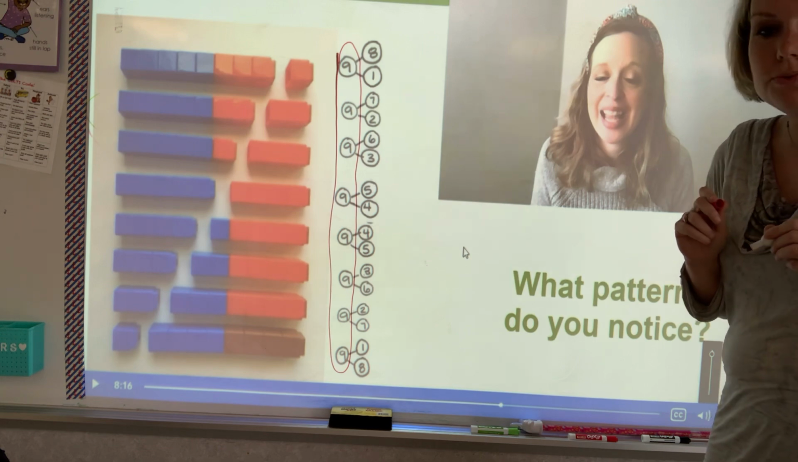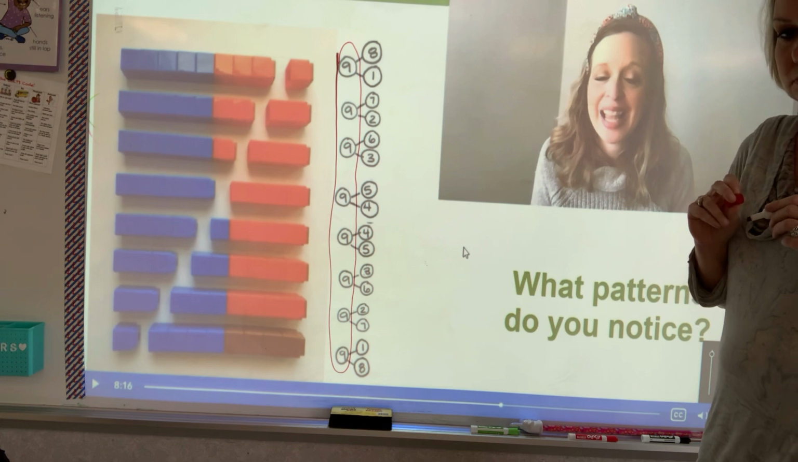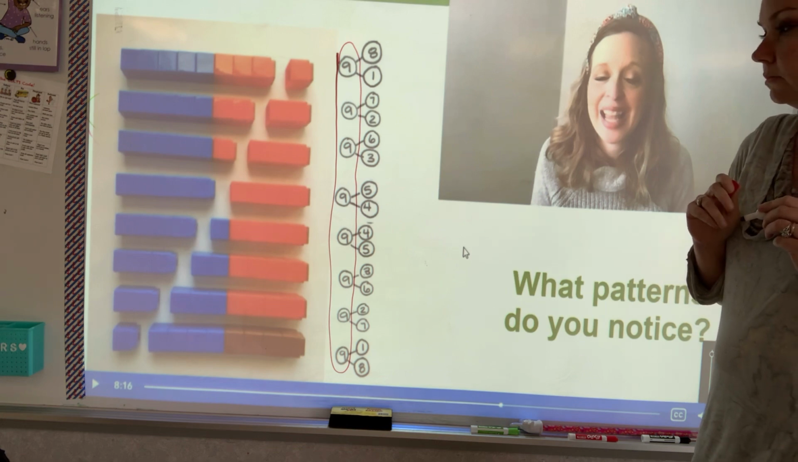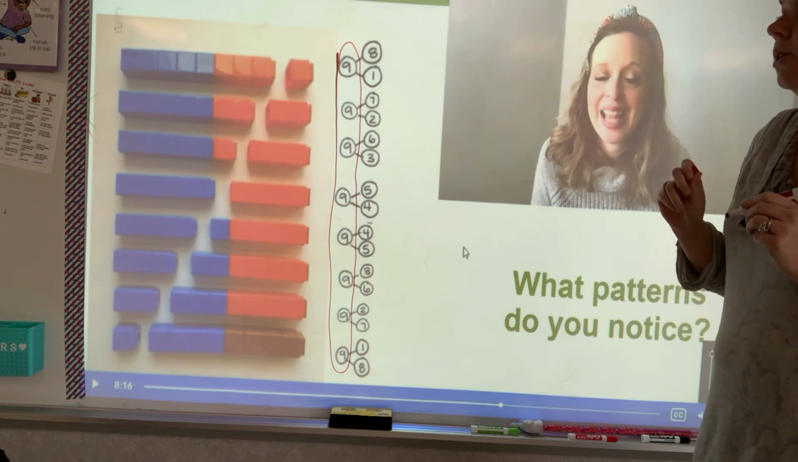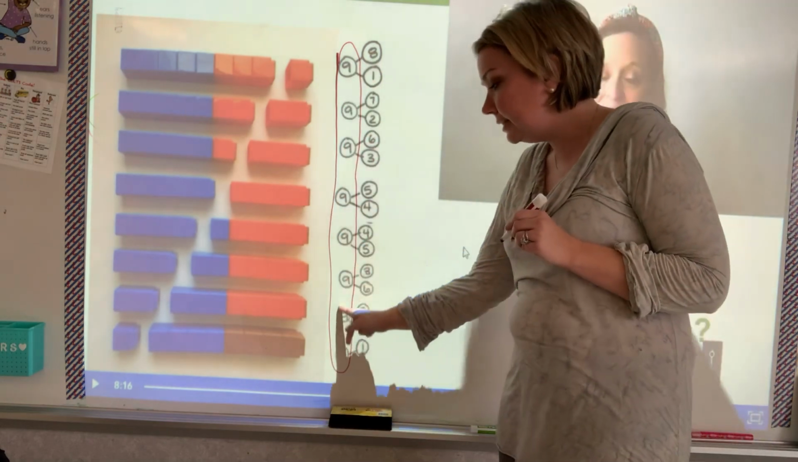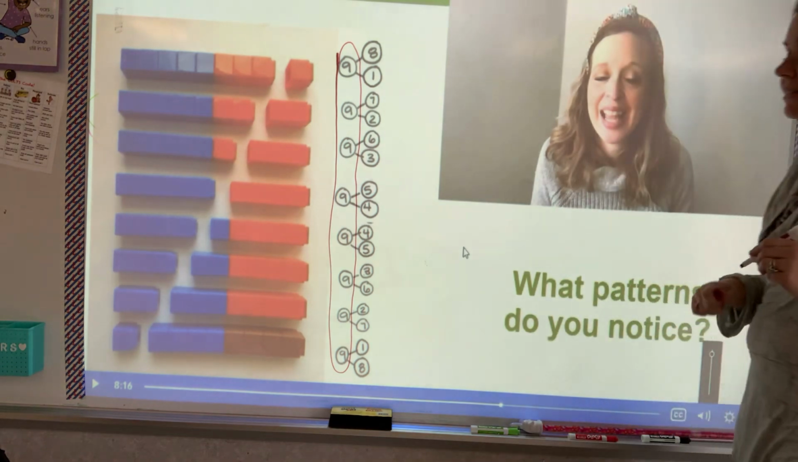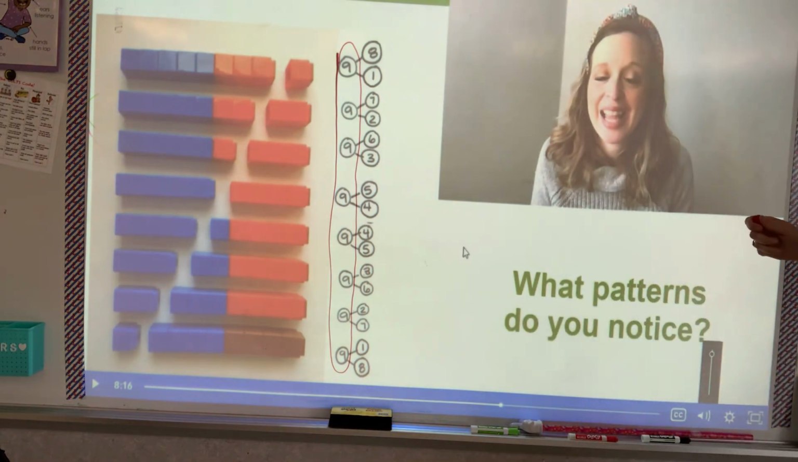Ryan, what do you notice about the whole? The blue side is bigger to smaller, and the red side is smaller to bigger. Very good. But the whole stays the same. Excellent, Ryan. The whole is the same.